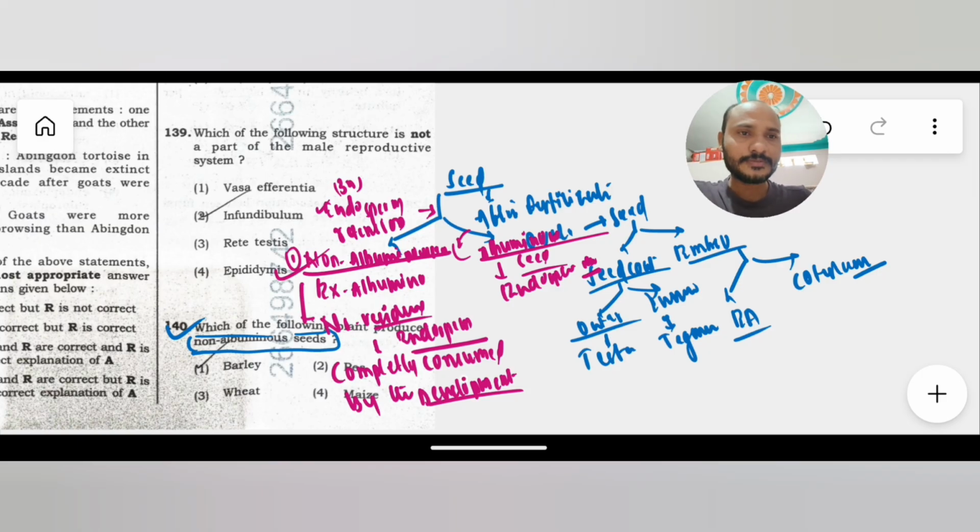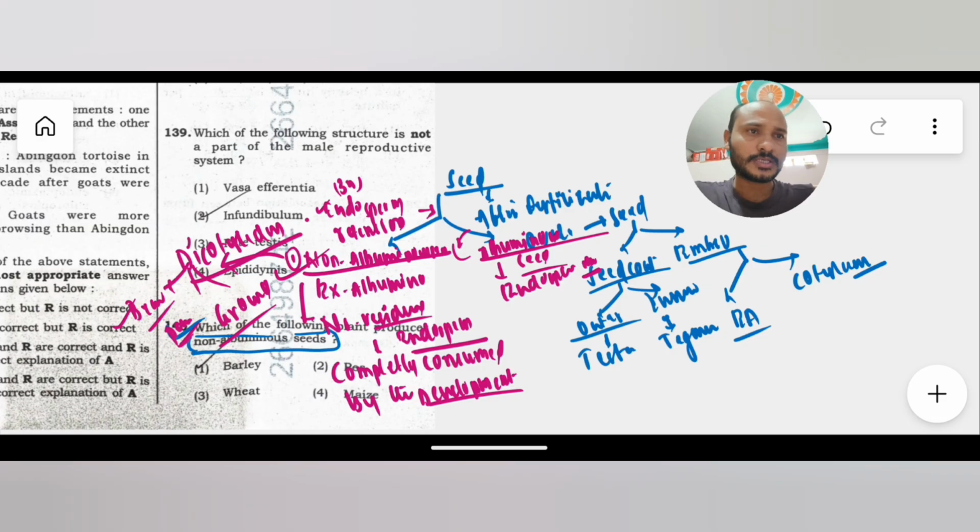Non-albuminous seeds are mostly seen in dicotyledon plants, in which no endosperm remains. Why? Because during development, the embryo completely utilizes or consumes the endosperm. For example, among dicotyledon plants we have bean, pea and groundnut. All these are dicotyledon plants and they always have non-albuminous seeds.